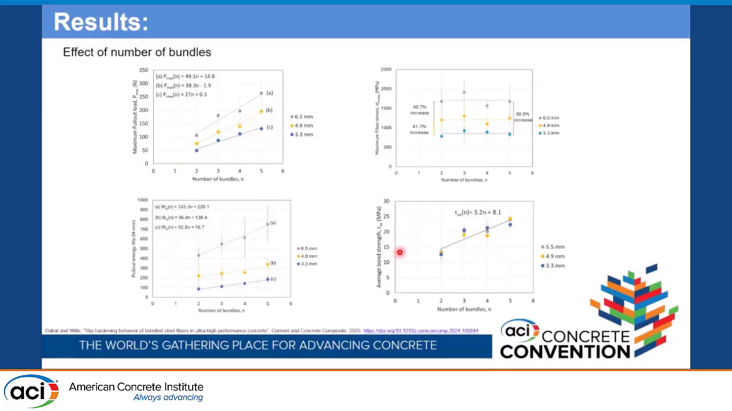What we see is that with the increasing number of bundles, the maximum pull-out load increases, while the fiber stress remains consistent because the pull-out load is offset by the increase in the cross-sectional area or the contact perimeter. Similarly, as the load slip curve is higher, the pull-out energy is higher, and the average bond strength also increases due to the improvement in the bond.